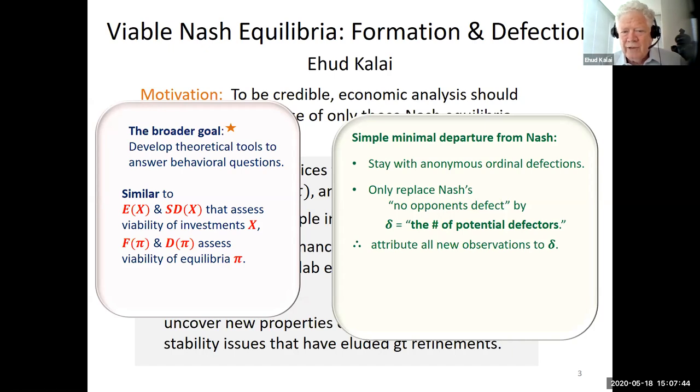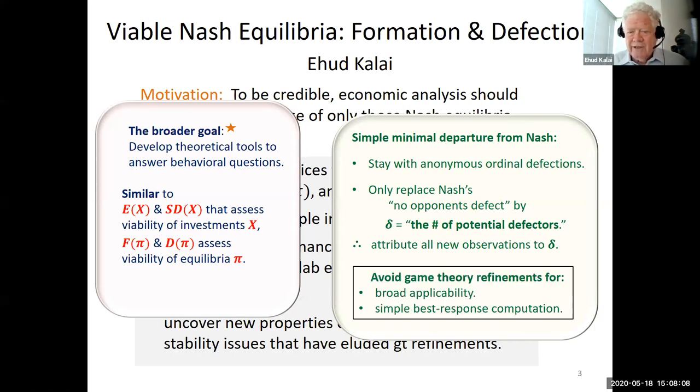The only difference I will take from the Nash view is that instead of taking the assumption that no opponents of mine defect, I'm going to introduce a variable which will be the number of potential opponents who defect. So this opens up the discussion, and all the new observations that I will discuss can be attributed to this one change. Therefore, it's good to keep one change. It has other advantages.